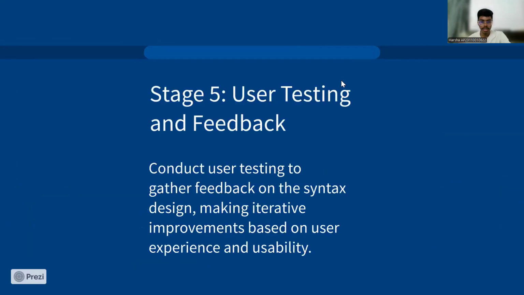And stage five is user testing and feedback. This is the main important one. Conducting user testing to gather feedback on the syntax design, making iterative improvements based on user experience and usability. After designing the language, we test with real users. So we can achieve goals like improving usability, fixing confusing syntax, and optimizing performance. So languages evolve.